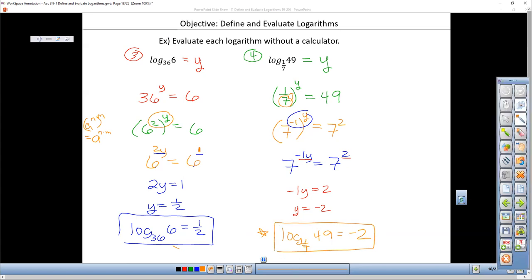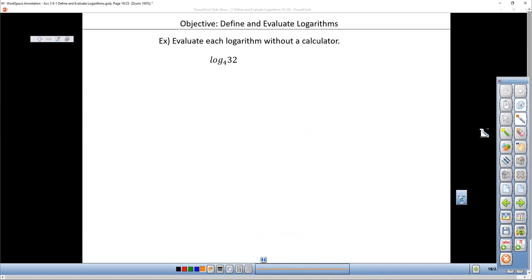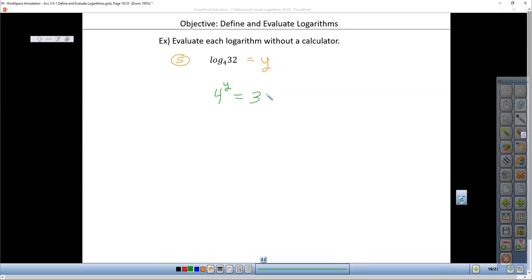All right. Third example in this group for us. So again, this would be, I think, number 5. So I'd let this equal a variable to represent the exponent value. And so my exponential form would be 4 to the power of y equals 32. Now this time, 32 is not a power of 4. 32 is a multiple of 4, but it's not a power of 4. So be careful about understanding your number sense, not getting those two things mixed up.